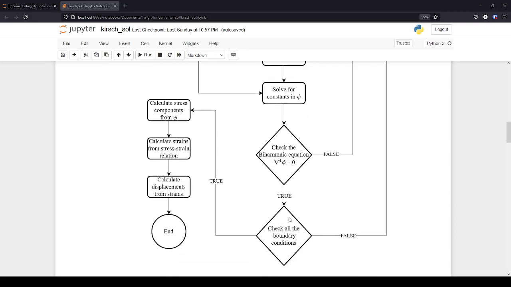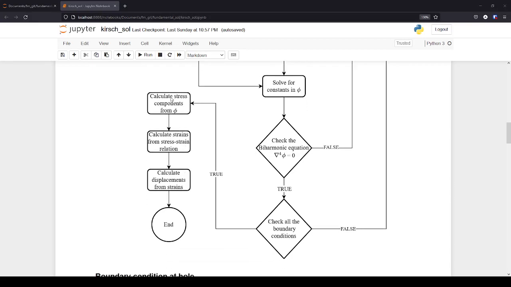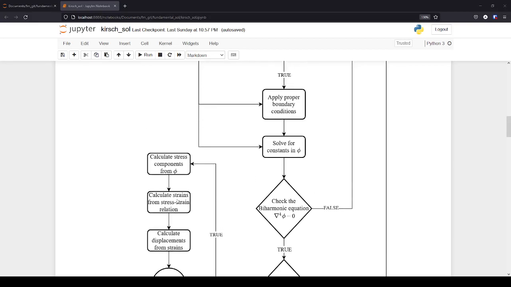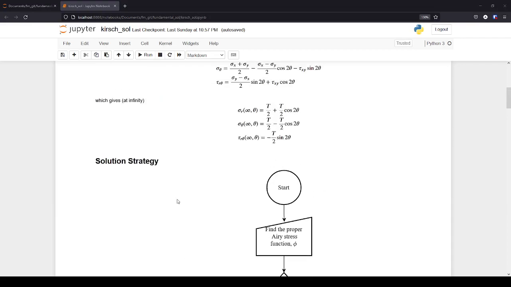Once that is done, we calculate the stress components from the Airy stress function, and then we find the strain from the stress-strain relation, whether it is a plane stress or plane strain situation, and then we solve for displacement from the strain-displacement relation. So this is the overall solution strategy. You can find it in any kind of elasticity book.